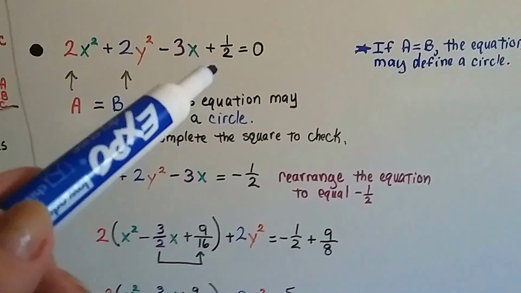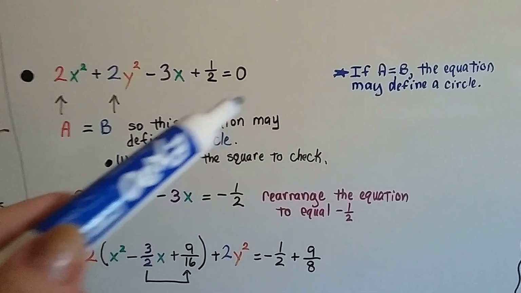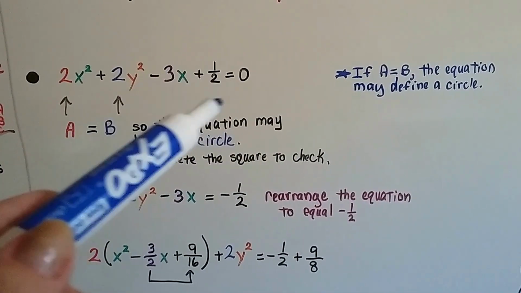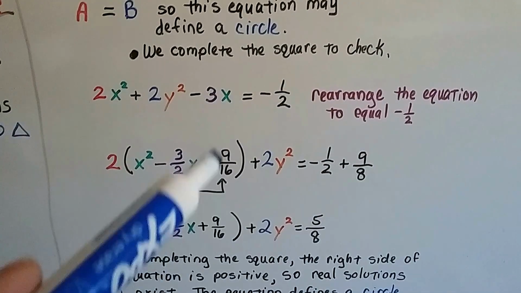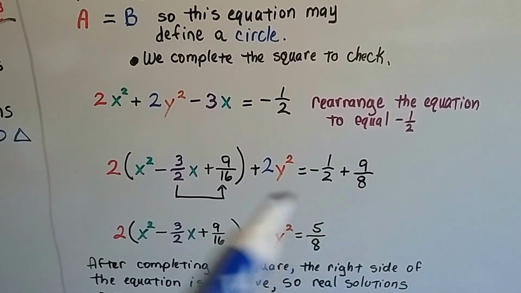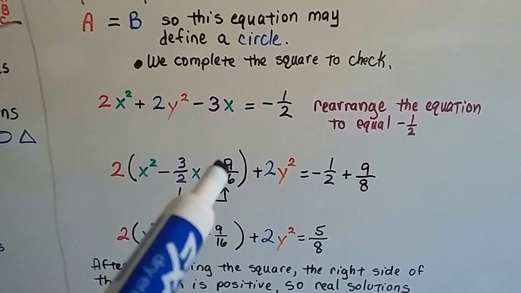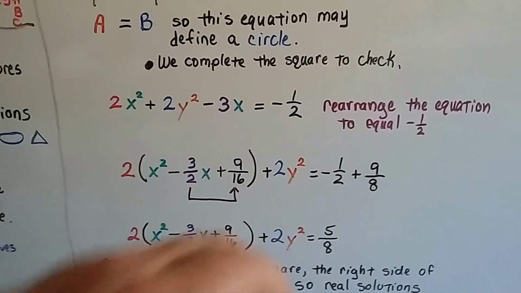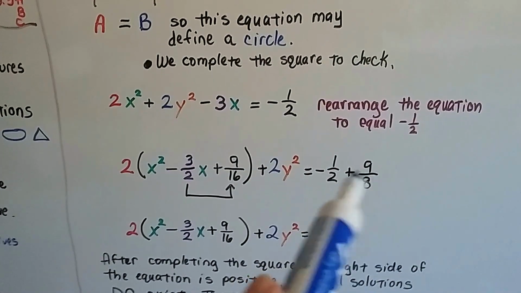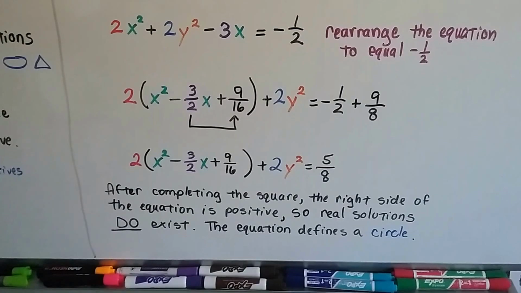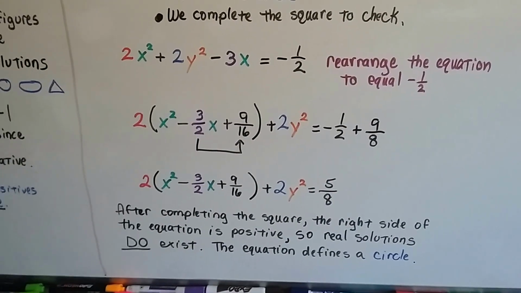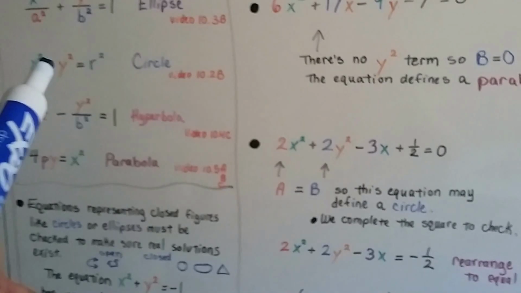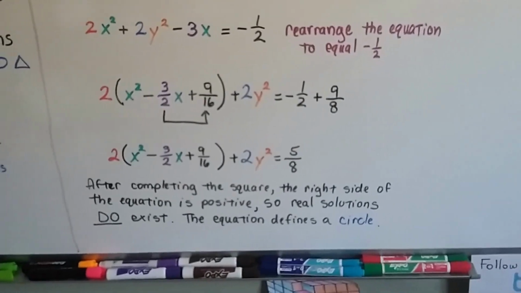So here's our equation, and what we did was we added a -1/2 to each side of the equation. So it wasn't set to 0 anymore. It created a 0 pair, additive inverses here. So now we have a -1/2 on this side. We complete the square. Remember that it's times 2. So we get a 9/16 on this side, and it's times 2. We need to add it to this side to keep the equation balanced. We add these together, we get 5/8. Now after completing the square, the right side of this equation is positive. So real solutions do exist. The equation defines a circle. So the circle said x squared plus y squared equaled r squared, and they needed to be positive, and it's positive, so it works. Okay?